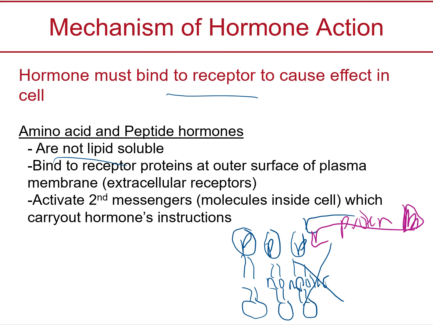So what it does is it binds to a receptor on the outside of the cell membrane. These cell receptors are on the membrane, and then it's going to activate what's called a second messenger. The second messenger is already inside the cell, so the protein hormone is going to bind and then somehow get a message to the second messenger, which is already inside the cell, so it's going to carry out the response.